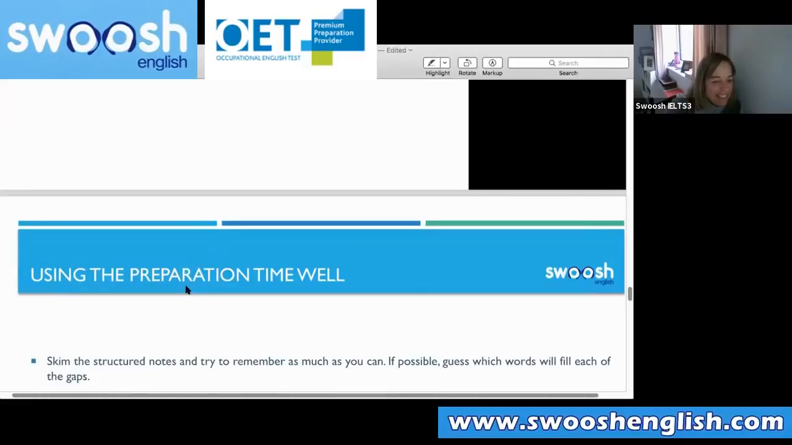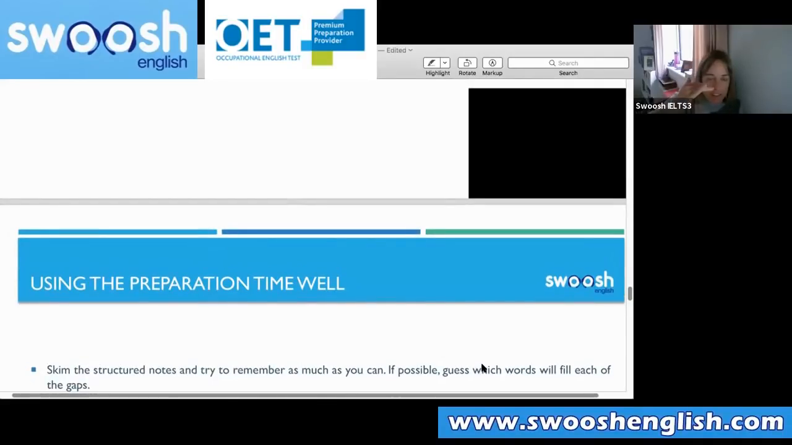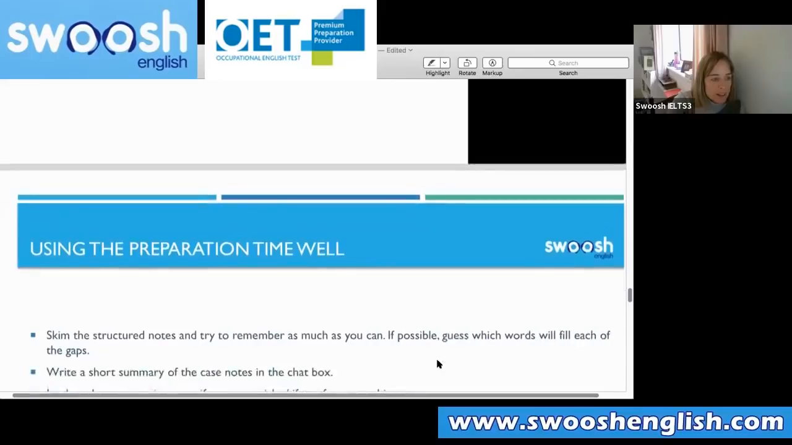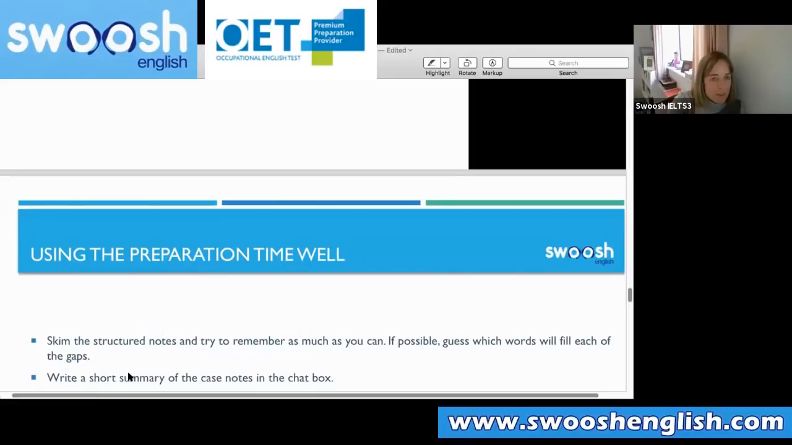So if possible, guess also. You're skimming the structured notes very quickly, obviously. For listening, you need to practice skimming skills, reading quickly. You have to use this preparation time really well. You have to skim the notes, try to remember as much information as you can, and try to guess which words will go into each of the gaps. For this exercise today, I'm going to get you later to write a short summary of the case notes in the chat box from what you remember. Obviously, you're not going to do that in the exam. We're just practicing the skill of skimming. I'm going to give you 30 seconds to remember as much information as you can.